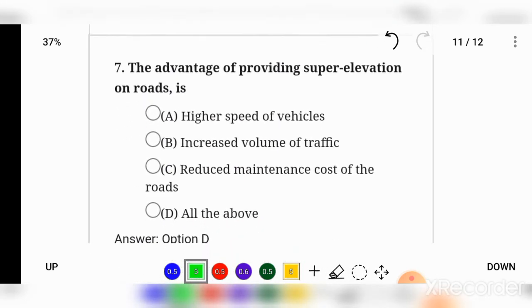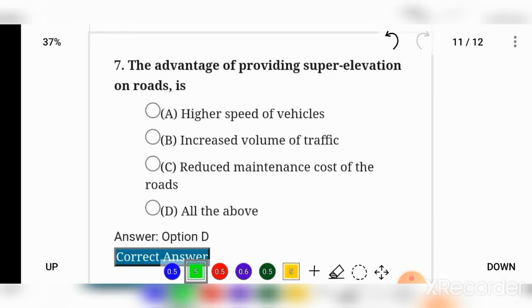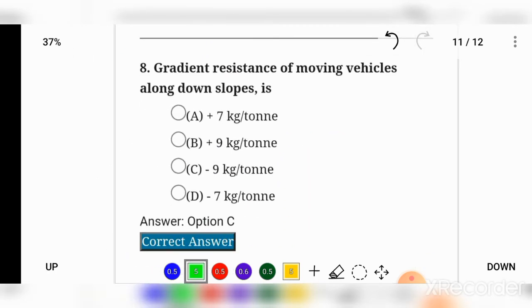The average advantages of providing superelevation on road is: higher speed of vehicles, increased volume of traffic, reduced maintenance cost of the roads, all of the above. The answer is all of the above. Right. Next point. Gradient resistance of moving vehicles along down slope is C, 9 kg per tonne. This question comes rapidly, अक्सर आ जाता है ये. तो यहाँ आपको याद रखना है 9 kg per tonne.